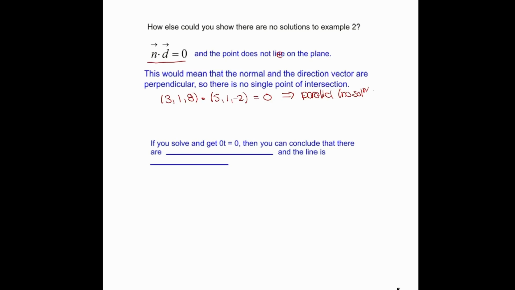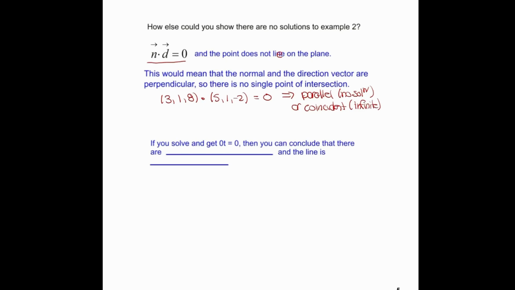There's no place where this line and this plane are going to interact because the line and the normal are perpendicular to each other. Or it could tell us that they're coincident, meaning that the line shares all of its points. There's infinite solutions with the plane. So this one would be infinite.